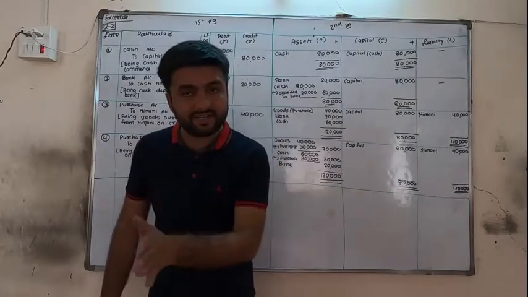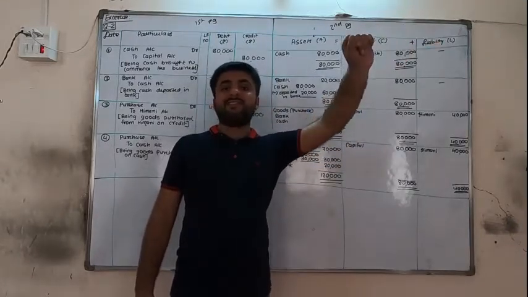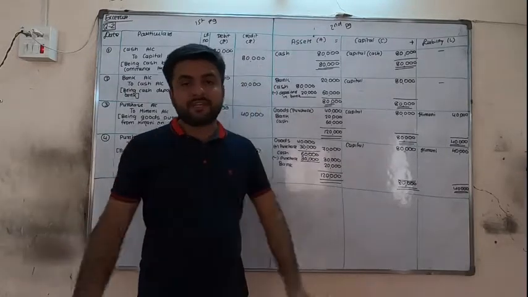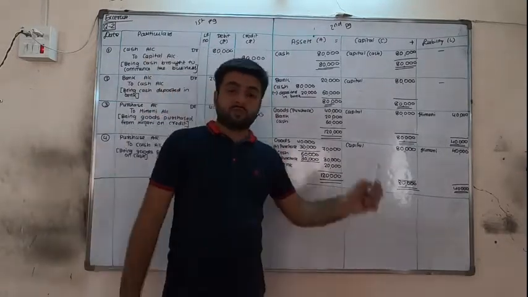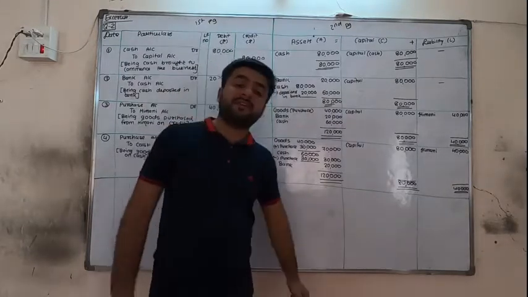So sales will be credited with 35,000. We are giving the goods to Jocelyn. Jocelyn is just getting the goods. Jocelyn is just receiver of the goods. She is not paying any cash. So Jocelyn will be debited. So Jocelyn will be debited with 55,000. Sales will be credited with 35,000.